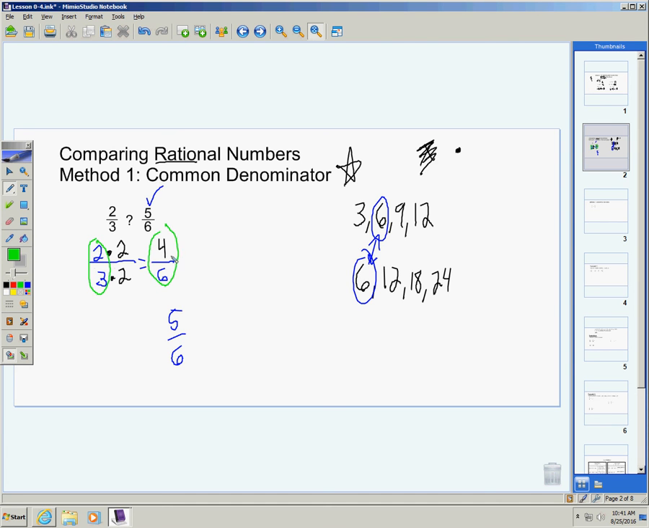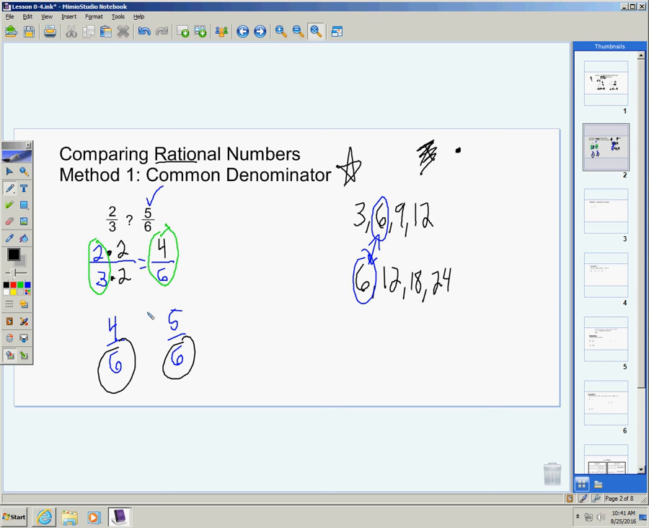So now I know that 2/3 is 4/6, and I want to compare these. Which one's bigger? Well, if you have the same denominator, all you have to do is look at the numerator. So we found a common denominator. We used our first method. Now I just look at my numerator. Which is bigger, 4 or 5?